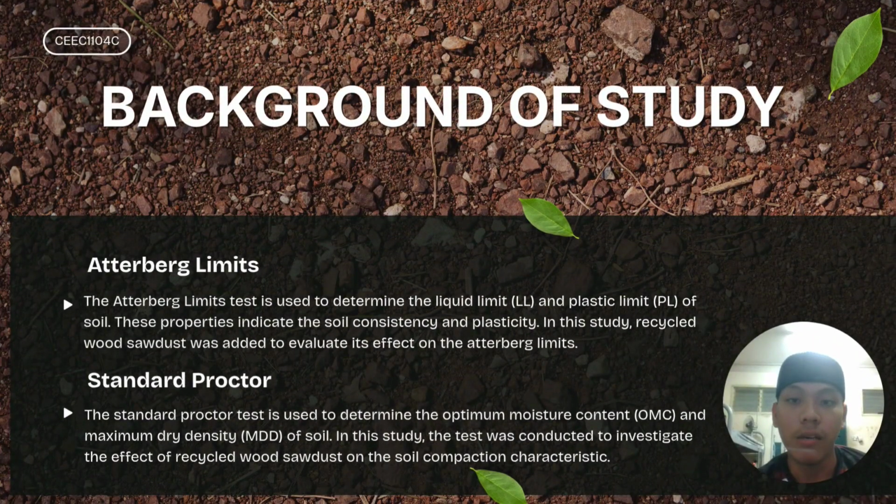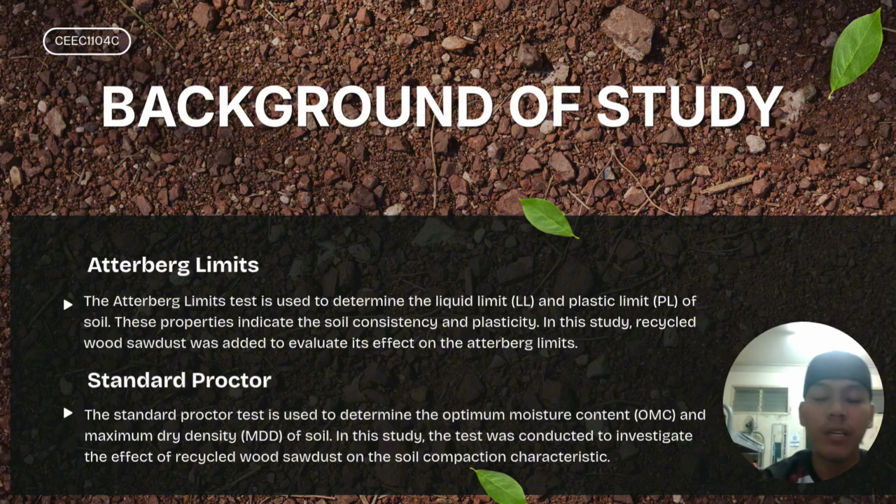Background of study. For Atterberg limits, the Atterberg limits test is used to determine the liquid limit and plastic limit of the soil. These properties indicate the soil consistency and plasticity. In this study, recycled wood sawdust was added to evaluate its effect on the Atterberg limits.